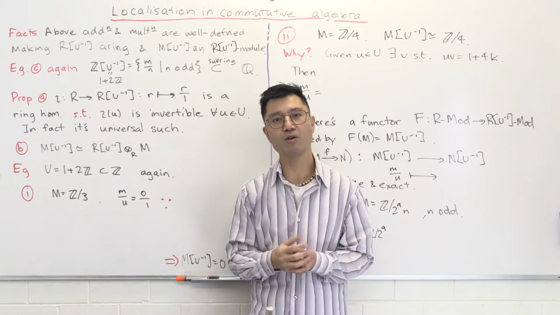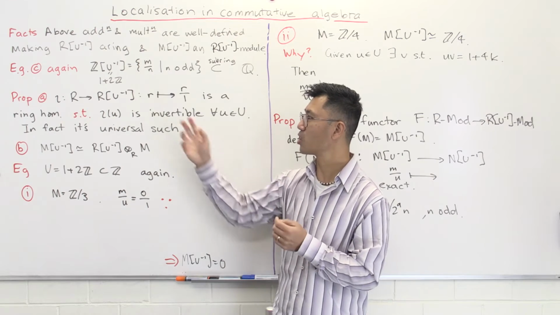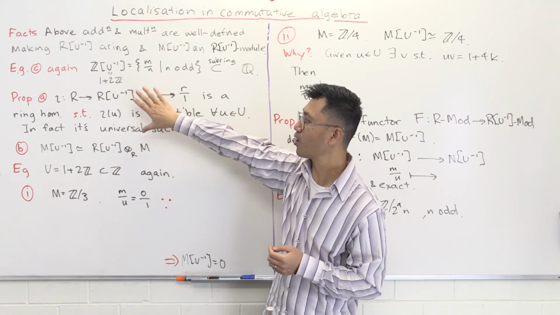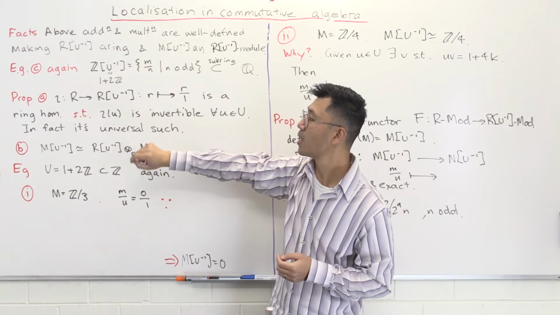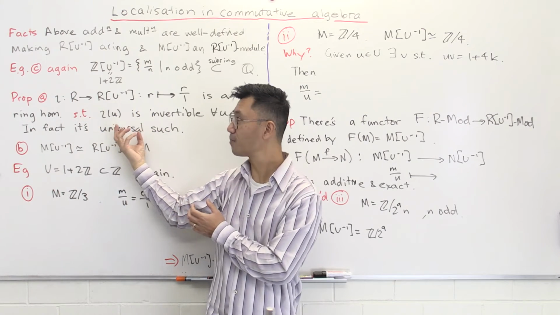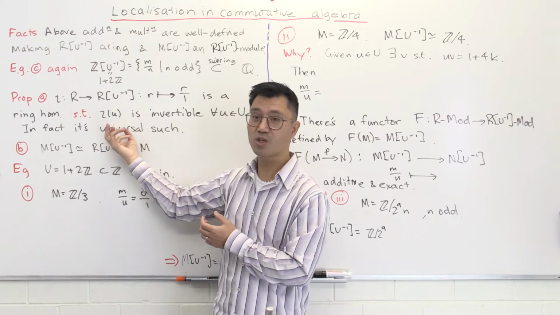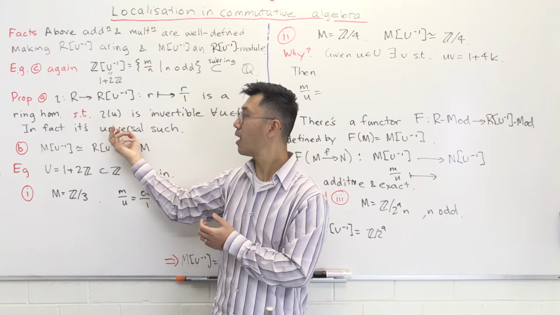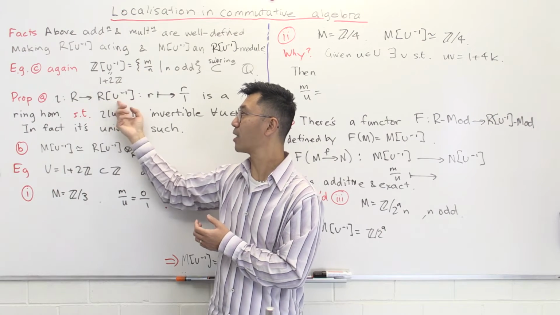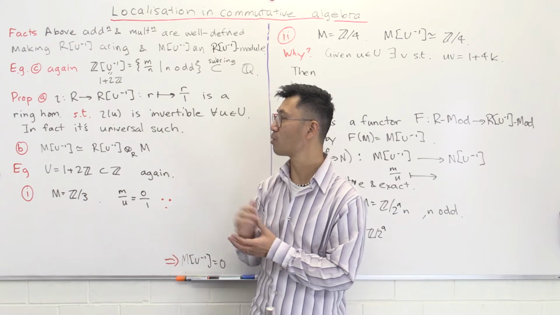So if you know about universal properties, you'll know what this means. Let me just briefly explain for those of you who have seen this sort of idea before. Suppose you have another ring homomorphism from R to another commutative ring, such that all the elements inside U, when they map over to this other ring, become invertible. Then actually you have a map from this ring to that other ring. So that's what universal means.